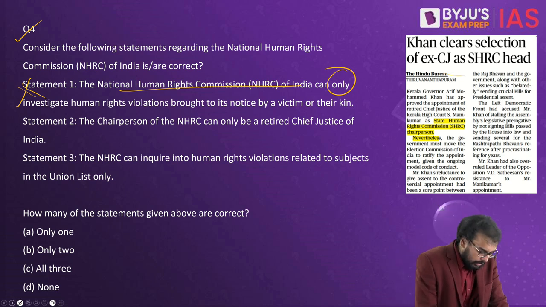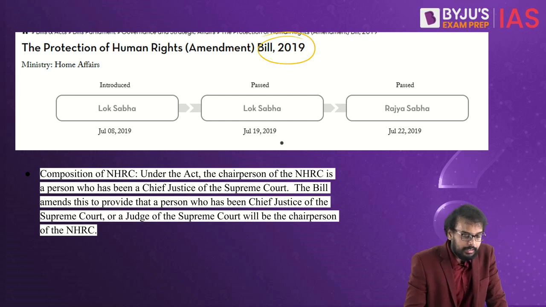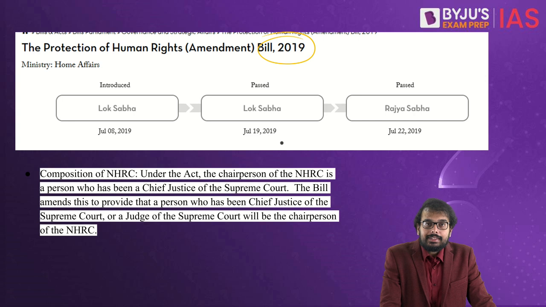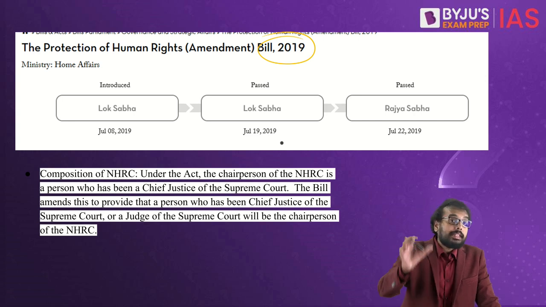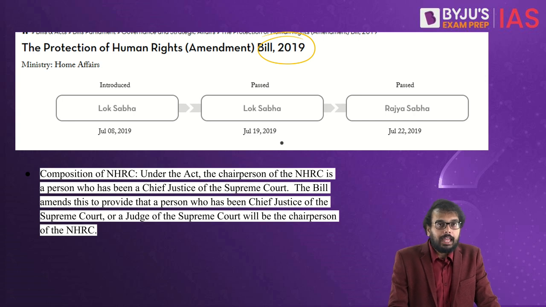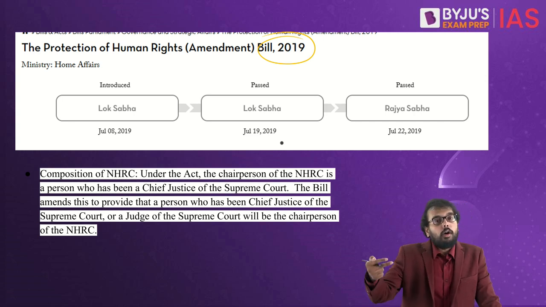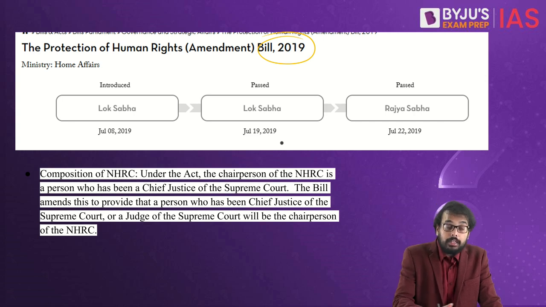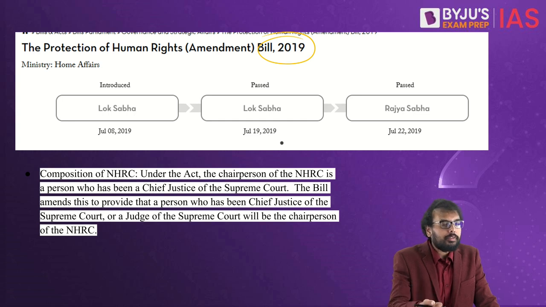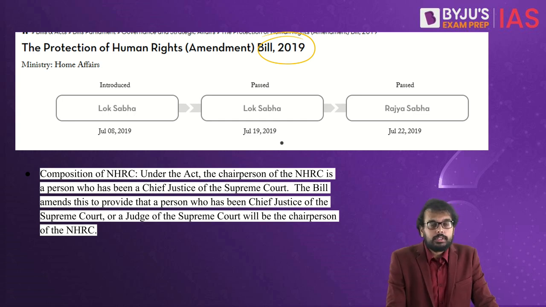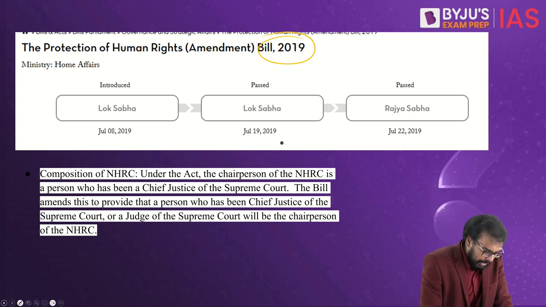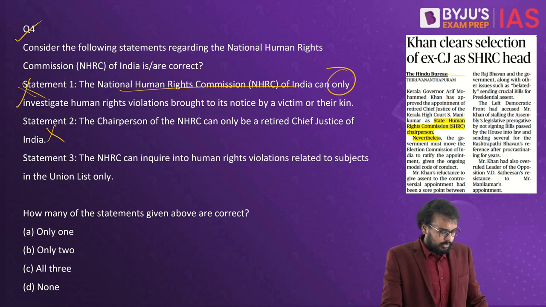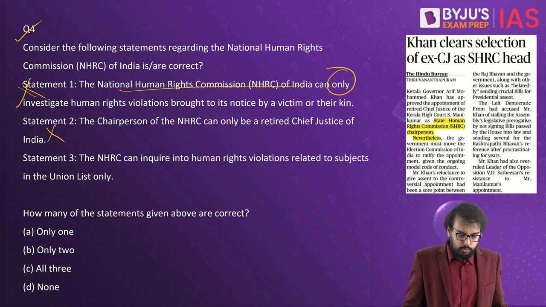However, there was an amendment in 2019, the Protection of Human Rights Amendment Bill. In this amendment bill, it was changed. Now the chairman of NHRC can be either the retired Chief Justice of India or a retired Supreme Court judge. Earlier, in its original form, it was the retired Chief Justice of India. After this amendment, both a retired Chief Justice of India or any retired Supreme Court judge can be the chairman of NHRC. So this statement is also wrong. Statement 3: NHRC can inquire into human rights violations related to subjects in the Union List only.